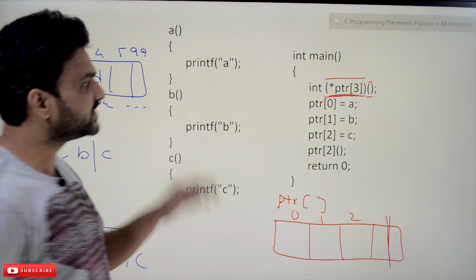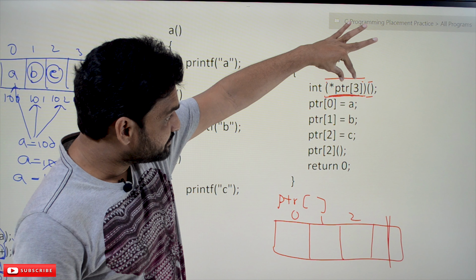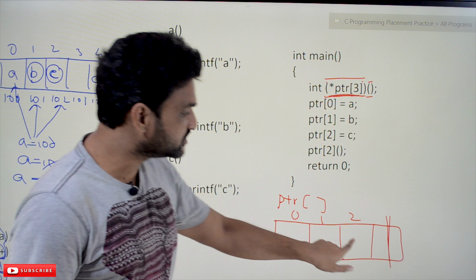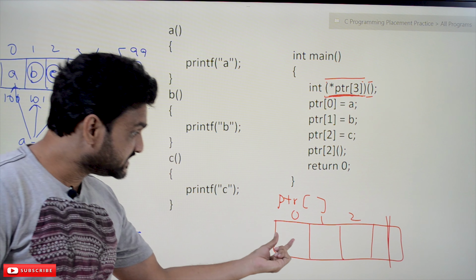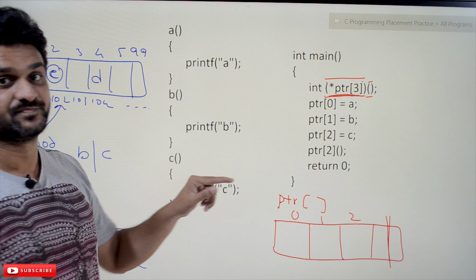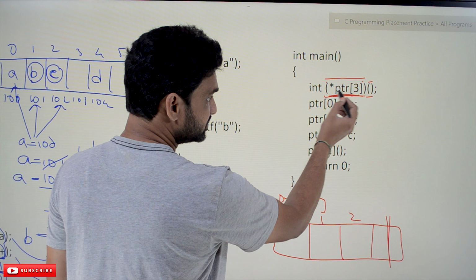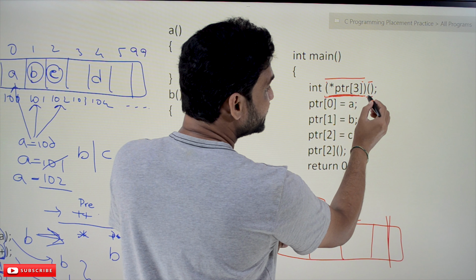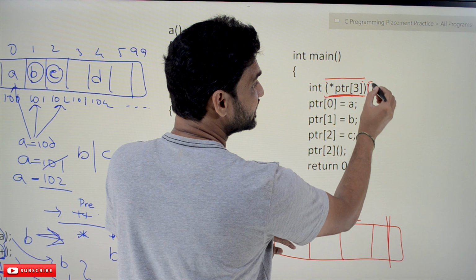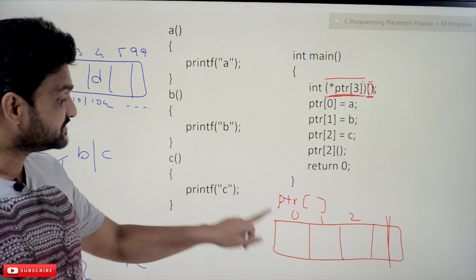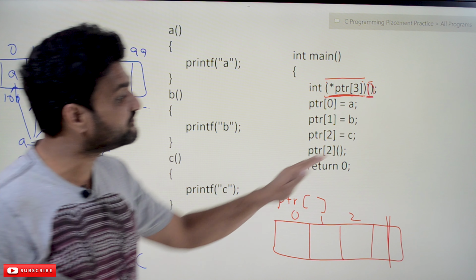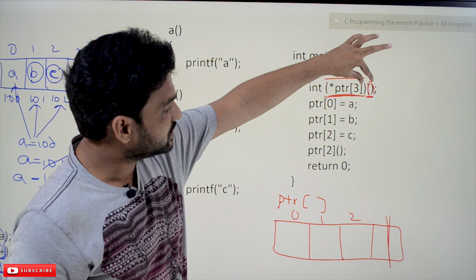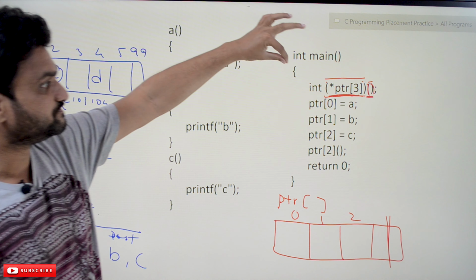ptr is an array of 3 elements, and this array consists of pointers. These values are going to be pointers, and these pointers are addresses. So ptr is an array of pointers, and these pointers are pointing to functions. The parentheses now become a function. These values will point to a function. So this ptr will point to a function.